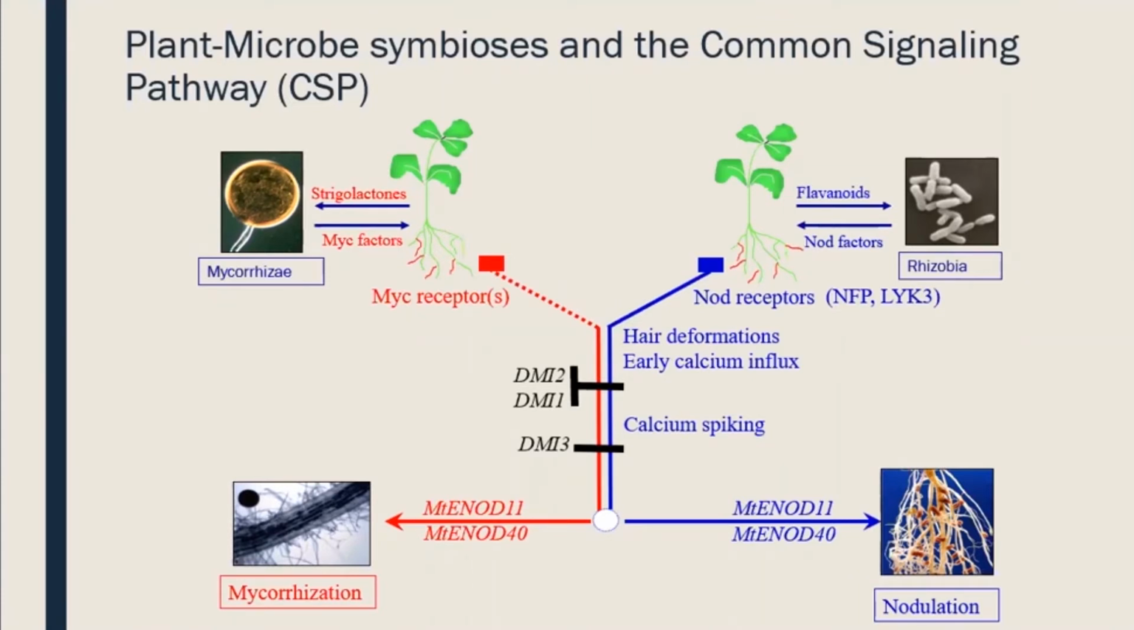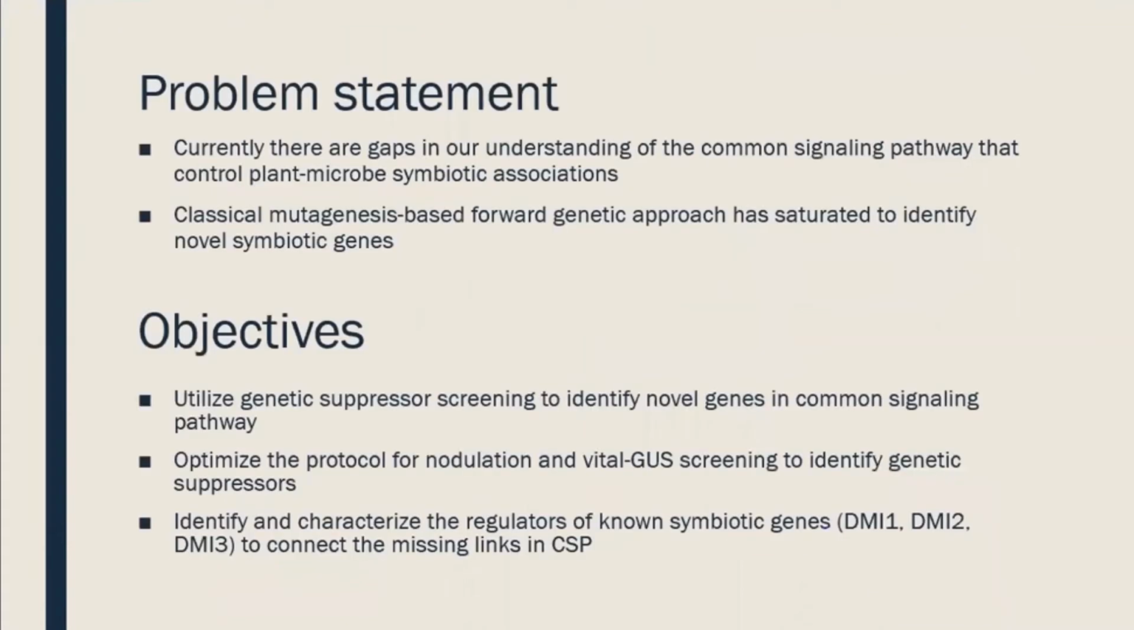The final response to the signaling pathway is nodulation and arbuscular mycorrhization. Now, since both of these share the common signaling pathway, and this pathway is conserved in the majority of land plants, it opens this exciting possibility of manipulating this pathway into non-legumes. However, currently there are gaps in our understanding of the common signaling pathway.